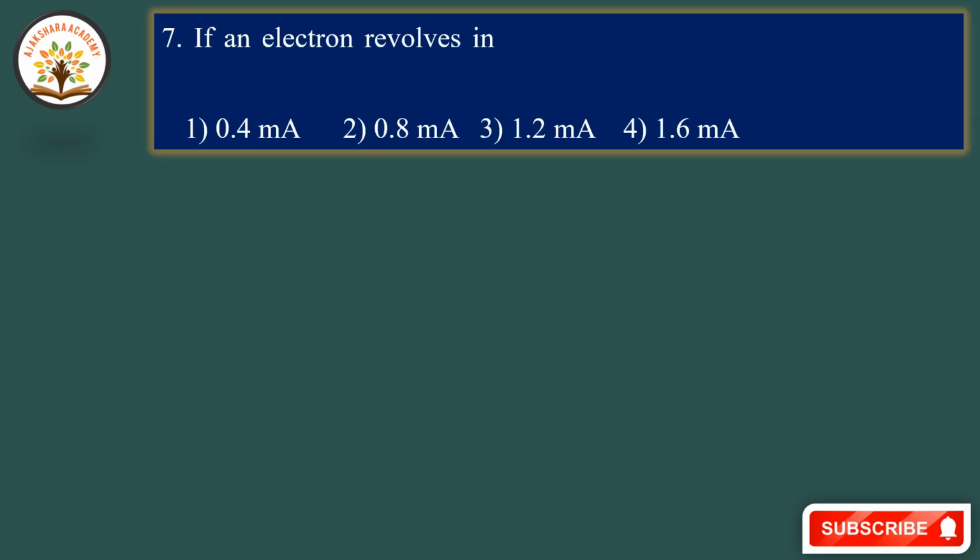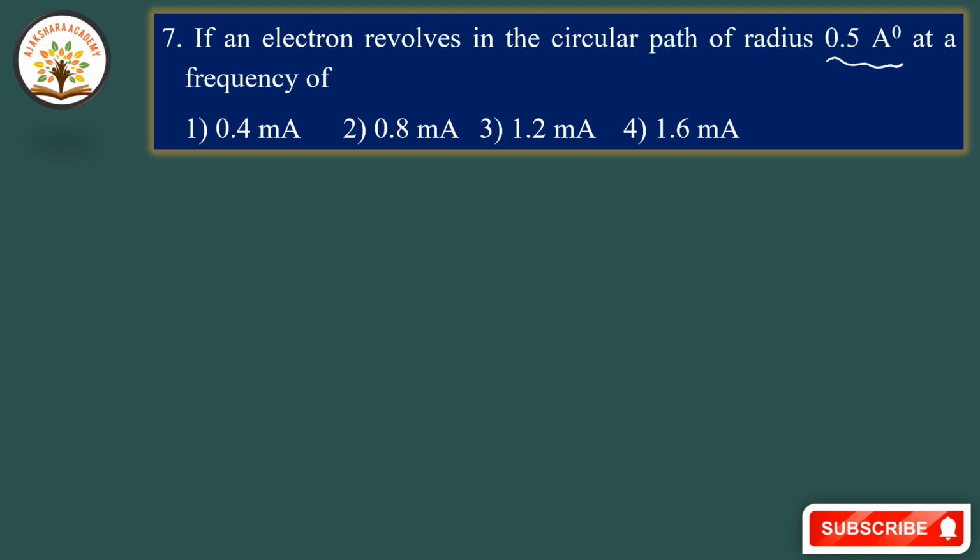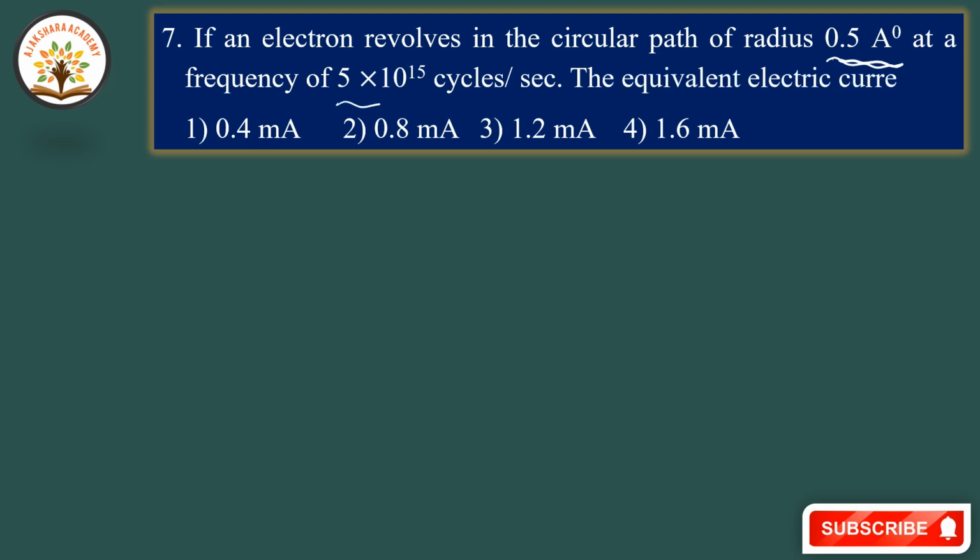Okay. Next we will go to the next question. If an electron revolves in a circular path of radius 0.5 angstroms at a frequency of 5 into 10 to the power of 15 cycles per second, the equivalent electric current is, here we have to calculate the electric current. Now let us go to the solution.